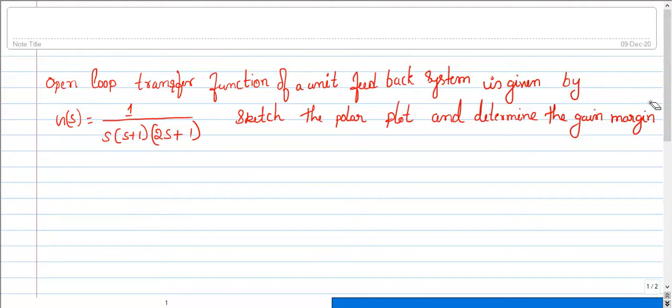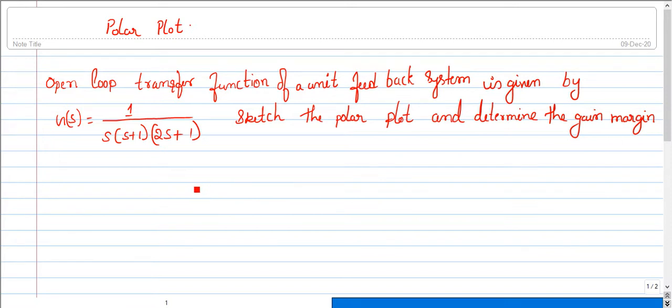Hello students. So today we shall solve a problem on polar plot. Okay. So here the problem is as follows.